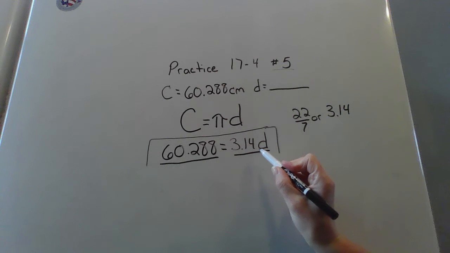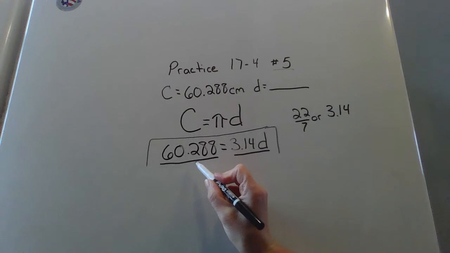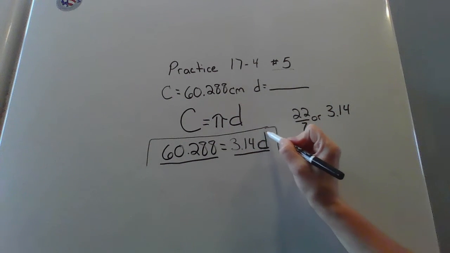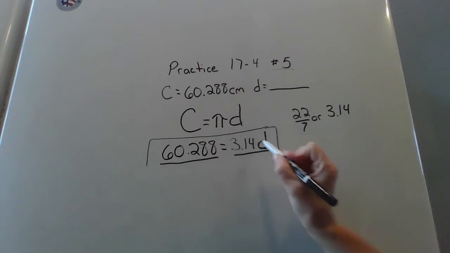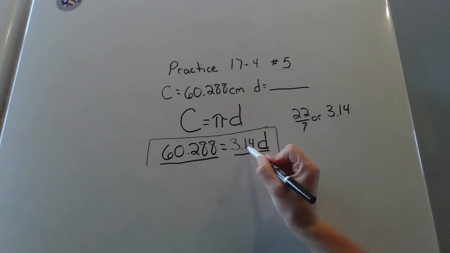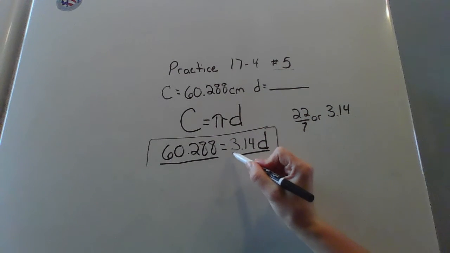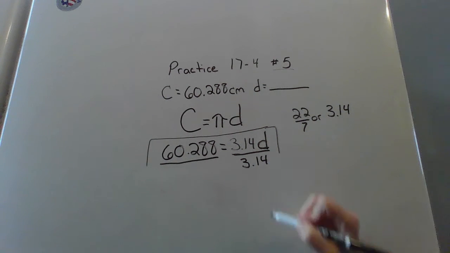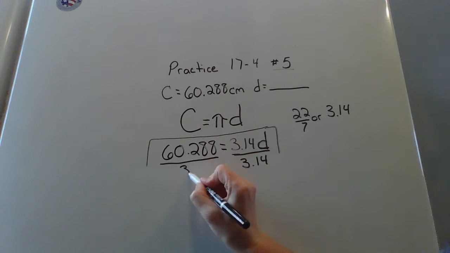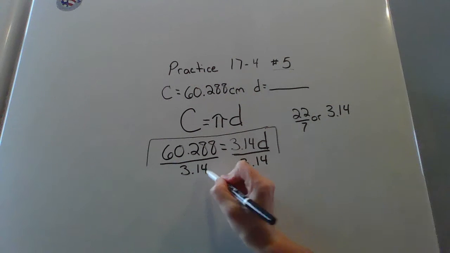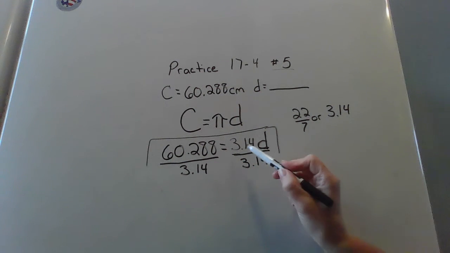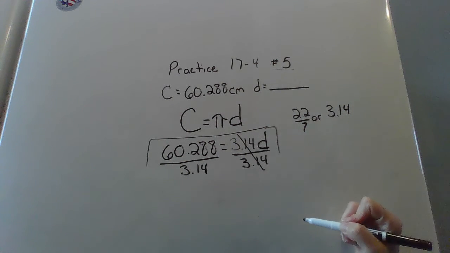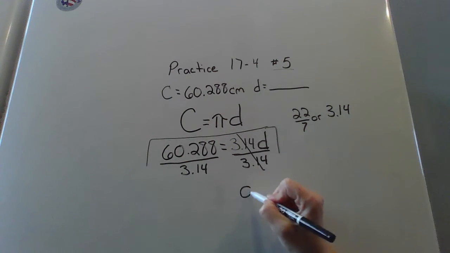Remember, whatever we do to one side of the equation, we have to do to the other side. So I want to get D by itself because I'm trying to find out what D equals. So I'm going to get rid of the 3.14. So I'm going to divide this side by 3.14. And I'm also going to divide the other side of the equation by the same thing because we need to keep them equal. I know that 3.14 divided by 3.14 cancels out because I get 1. So I'm left over here with D.